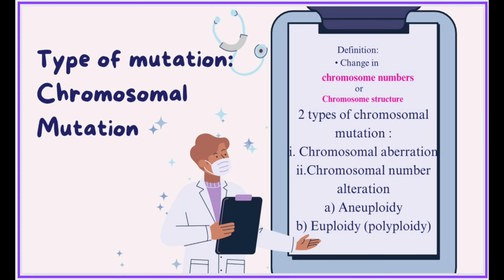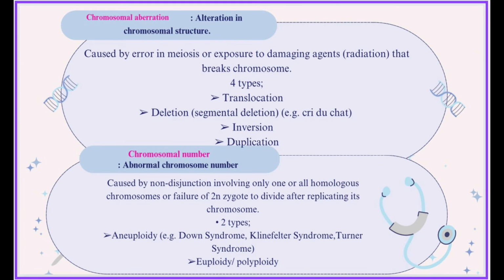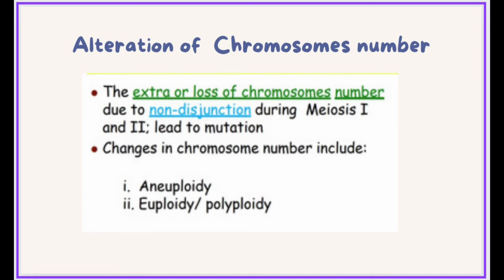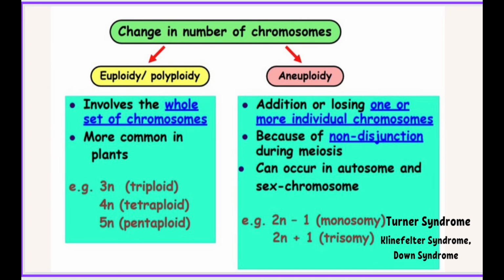The type of mutation involved in this disease is chromosomal mutation. There are two types of chromosomal mutation, which are chromosomal aberration and chromosomal number alteration. Chromosomal number alteration is divided into two, which are aneuploidy and euploidy. I will talk about chromosomal number more in this presentation because Klinefelter syndrome is under chromosomal number. Klinefelter disease happens due to the abnormal chromosomal number in the sex chromosome.